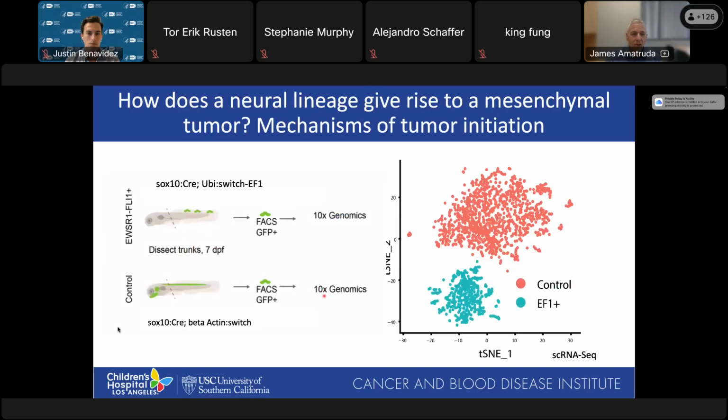When we went back to look earlier, we were very interested in the initiating events, something we've never been able to look at because we've never had a genetic animal model. So we looked at 7 days after induction of the fusion, in which one can see these incipient tumors on the dorsal surface of the fish. We dissected these trunks and compared them to a control, which was just expressing GFP. And right away, one can see that there's very nice separation of these clusters on single cell RNA-seq.